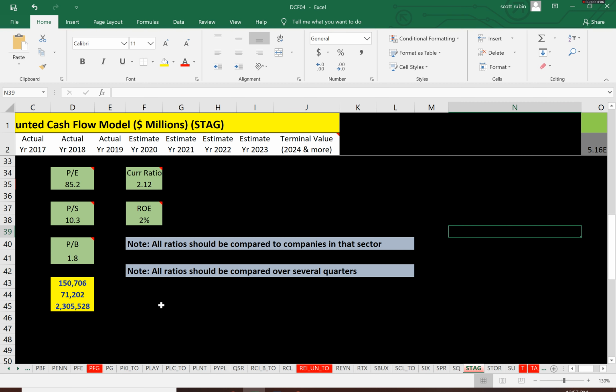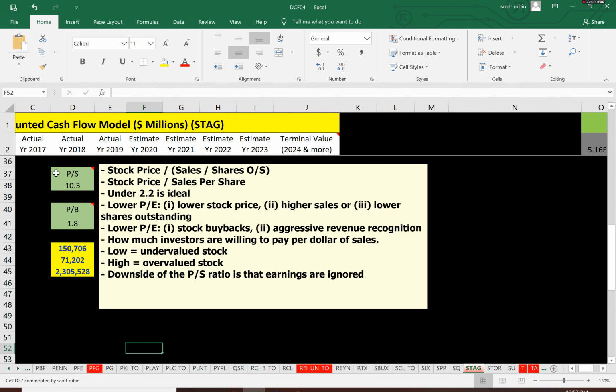Now the PS, the price over sales, is the price of the stock over the sales per share. And the sales per share is just your sales over shares outstanding. Sales is the same as revenue. I like to see under 2.2. But like I said, it is a REIT, so you're investing for the dividend. So maybe some of these ratios aren't as important. But there's a lot of positives and negatives with all the ratios, so you have to kind of understand the nuances.